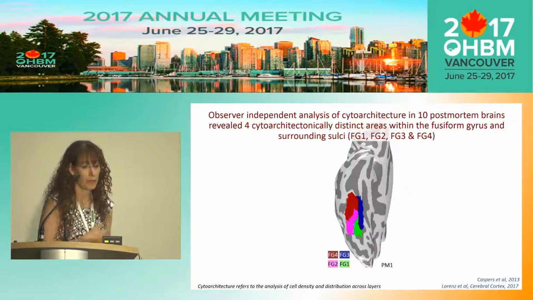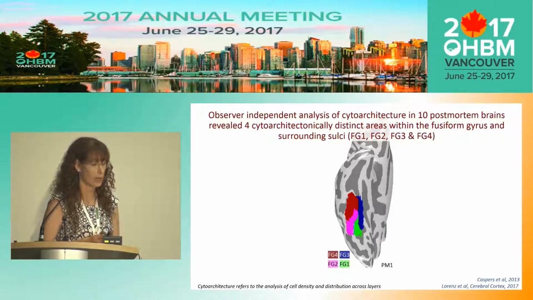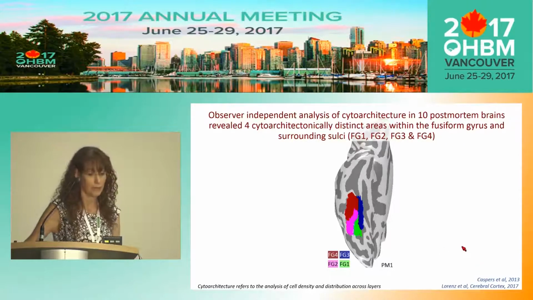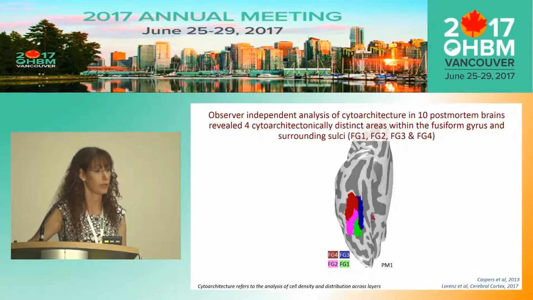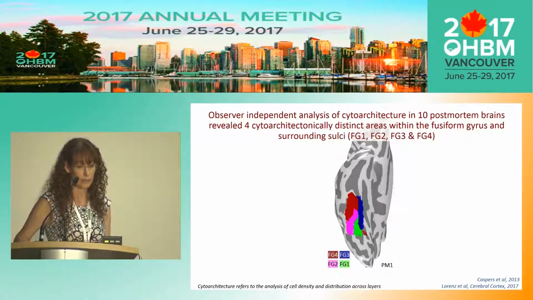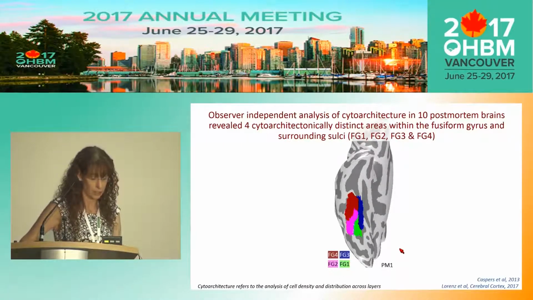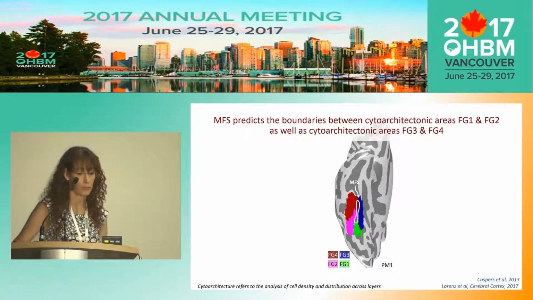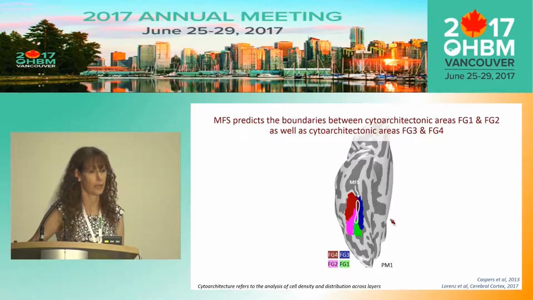A second example is from cytoarchitecture. Using the method that Nicola described previously, Julian Caspers and Simon Eickhoff from the Zilles and Amunts labs have described 4 cytoarchitectonic regions of the fusiform gyrus and neighboring sulci: FG1, FG2, FG3, and FG4. And visualizing the location of the MFS on this example postmortem brain now shows that the MFS seems to predict a lateral-medial transition in cytoarchitectonic maps between FG1 and FG2, as well as between FG3 and FG4.